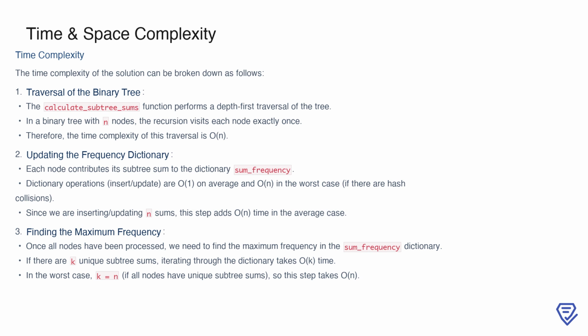For every node, we calculate its subtree sum and update the sum_frequency dictionary. Dictionary operations like insert or update are O(1) on average but can degrade to O(n) in the worst case, due to potential hash collisions. However, since we update the dictionary n times, this step is O(n) in the average case. Finally, after processing all nodes, we need to determine the maximum frequency in the dictionary. If there are k unique subtree sums, iterating through the dictionary takes O(k) time. In the worst case, where all subtree sums are unique, k equals n, this step also takes O(n).